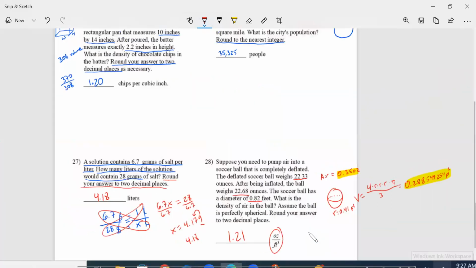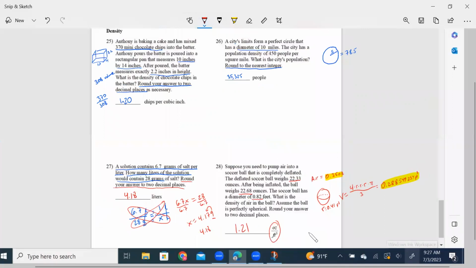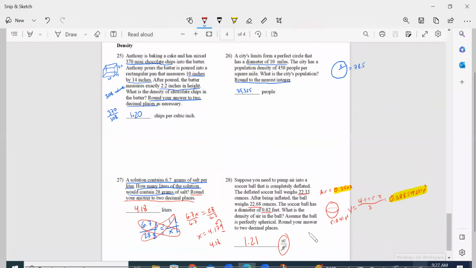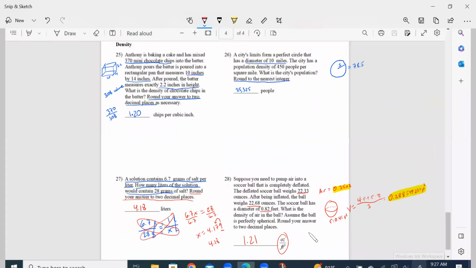When it comes to density, there are many examples that I can come up with, but these are the 4 examples I'm going to give you.